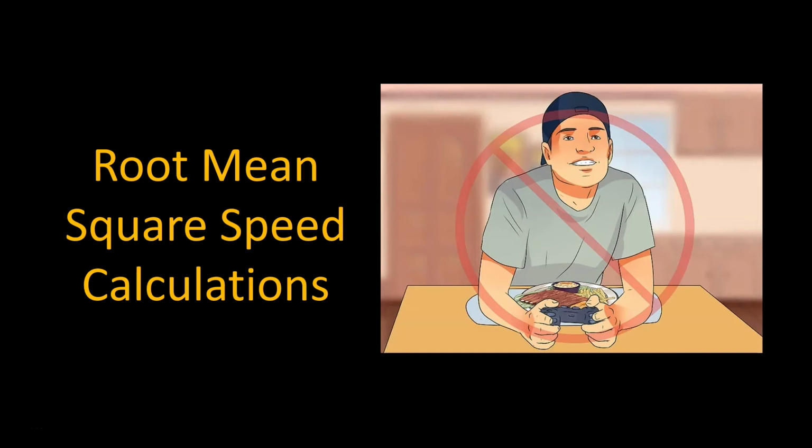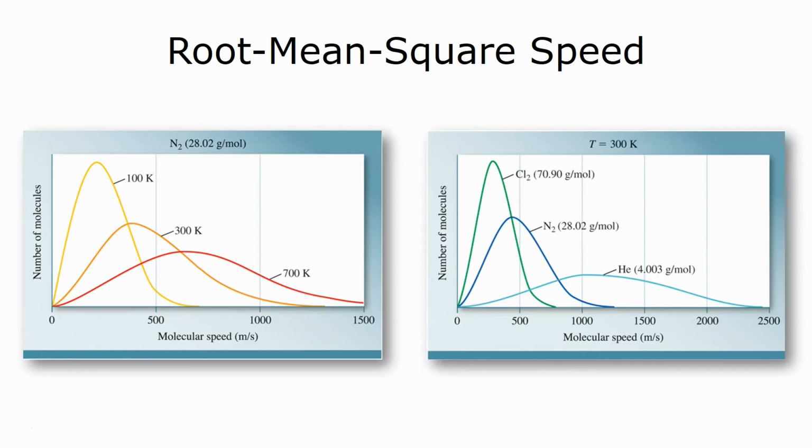In this video, we will demonstrate how to calculate root mean square speed of gas particles and how to use them. Now, root mean square speed is just a fancy term for average speed of a collection of gas particles or molecules. So, for example, if you have a gas and you raise its temperature, the average speed of those gas particles is going to increase.